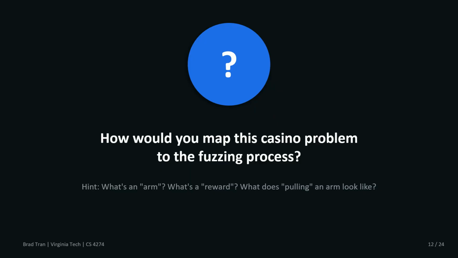So now that you understand the MAB framework, how would you formally map it to the fuzzing process? What corresponds to an arm? What's a reward? And what does it mean to pull an arm? Think about the mapping, because that's exactly what the authors formalize next.